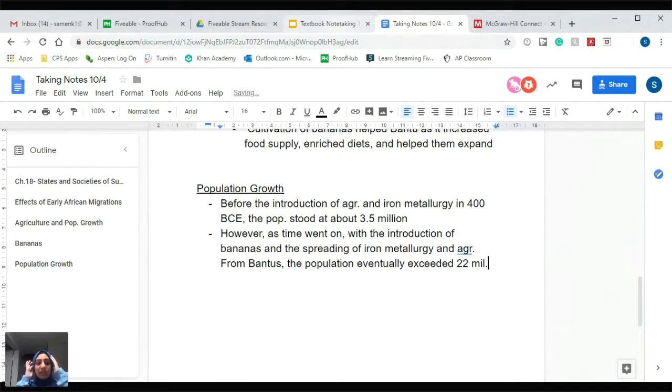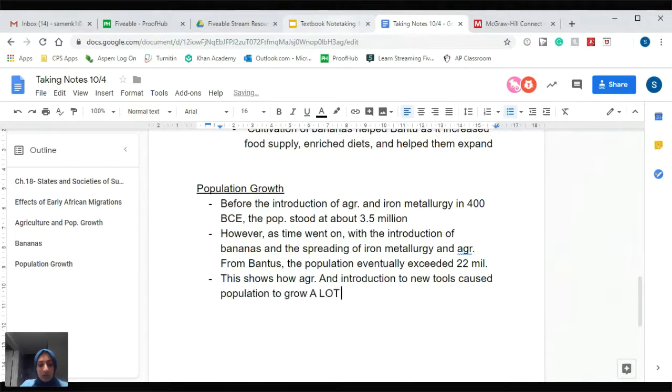If you want to make a side note to yourself, maybe after that, you could say, this shows how agriculture and an introduction to new tools maybe caused population to grow a lot.